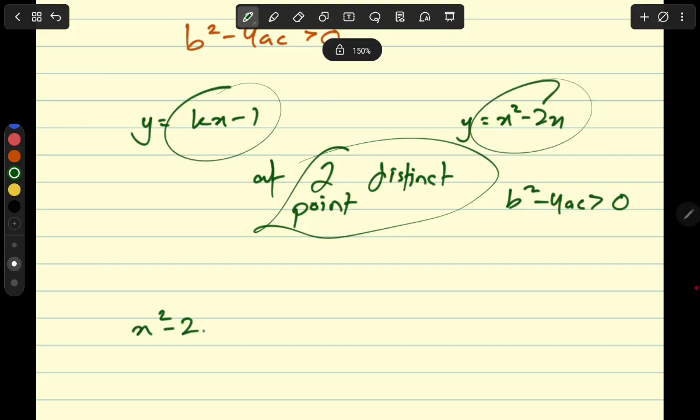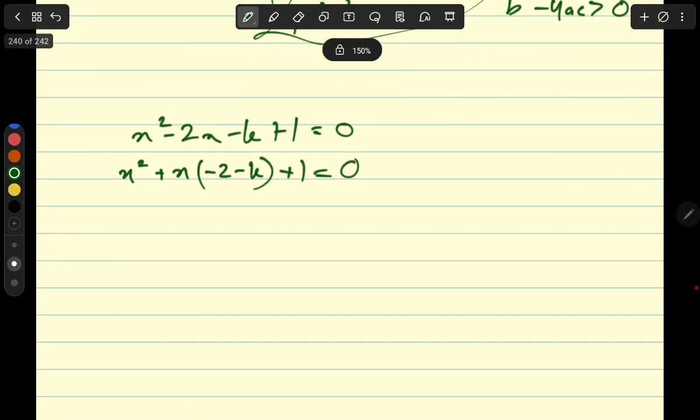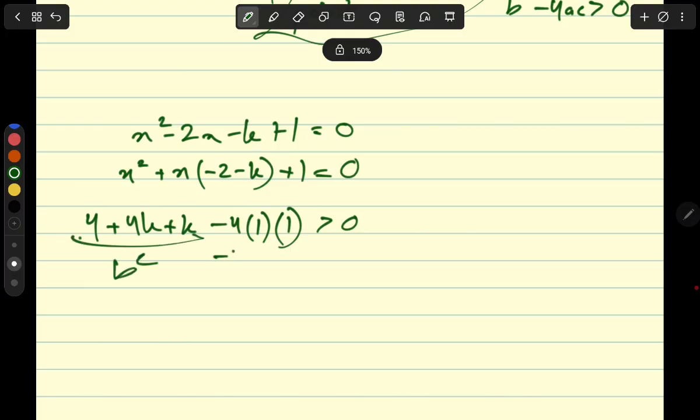So x squared minus 2x minus kx plus 1 equal to 0. So this becomes x squared plus x minus 2 minus k plus 1 is equal to 0. Now the discriminant should be greater than 0, and we have done inequalities. So this becomes b squared, which is 4 plus 4k plus k squared, minus 4ac, where a is 1 and c is 1, is greater than 0. So this is my b squared, this is my 4, this is my a, this is my c, and it is greater than 0 because there are two distinct real roots, right?